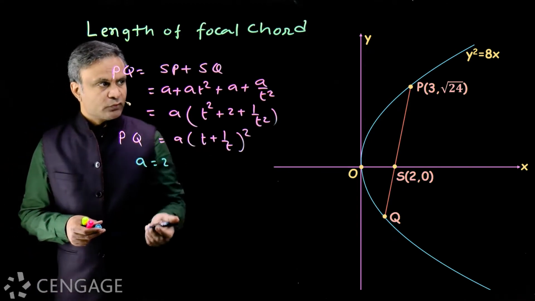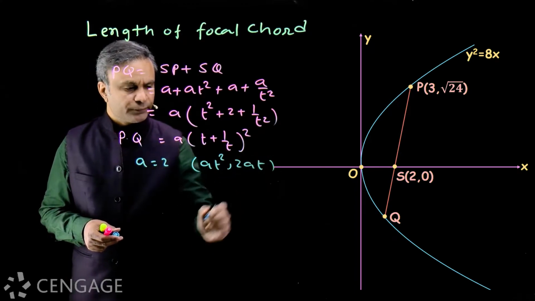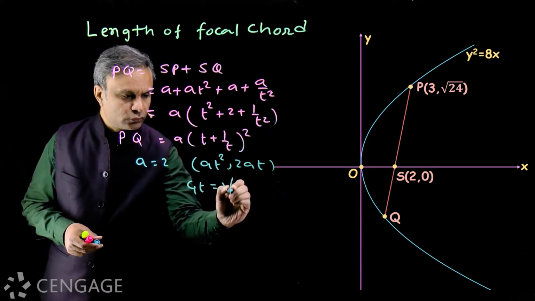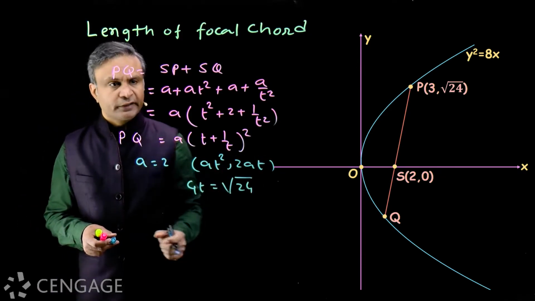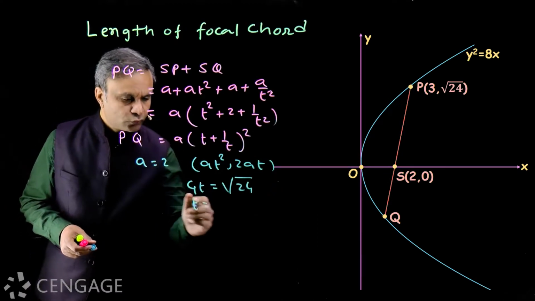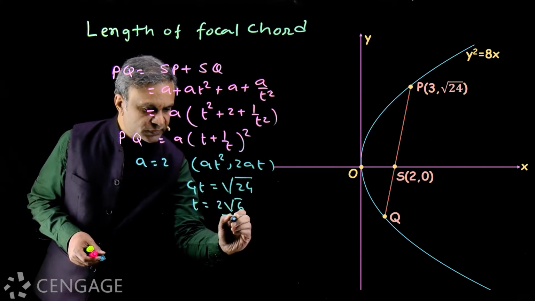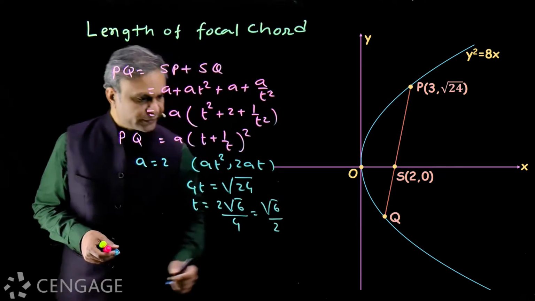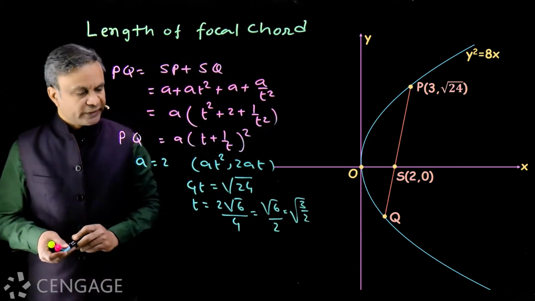We compare coordinates of point P with at square comma 2at. So we have 4t is equal to root 24. ठीक है ना? a का वैल्यू 2 है तो y कोऑर्डिनेट क्या होगा, 4t. 4t is equal to root 24. So t is equal to, now root 24 is 2 root 6. So t is 2 root 6 upon 4. This is root 6 upon 2. ठीक है ना? और this is root 3 upon 2. t का वैल्यू मिल गया.